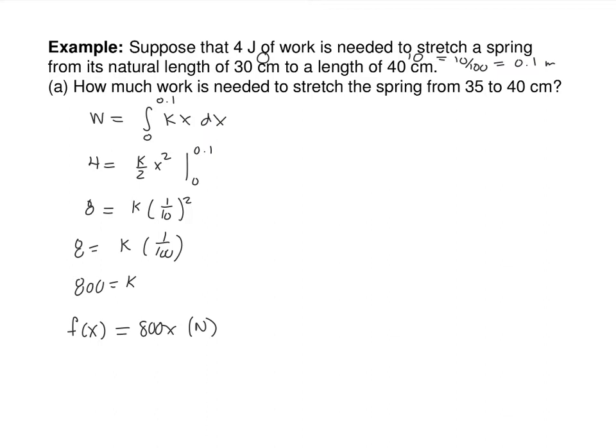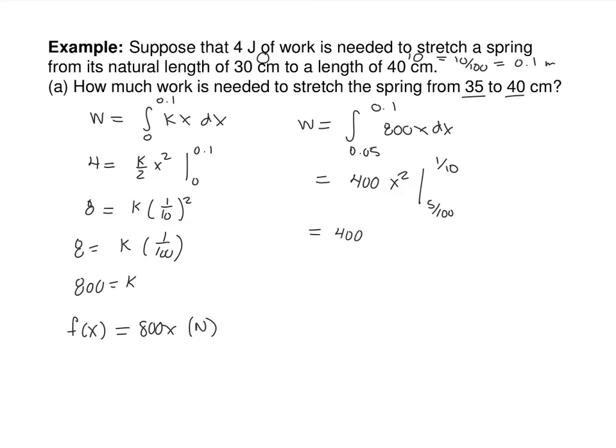And you want to figure out how much work is needed to stretch the spring from 35 to 40. In that case, 35 is, instead of 1/10, 5/100ths. So the integral from 0.05 to 0.1 of 800x dx. So 800 divided by 2 will be 400x squared. I'm going to do 5 out of 100 to 1 out of 10, and 5 out of 100 reduces to 1 out of 20.